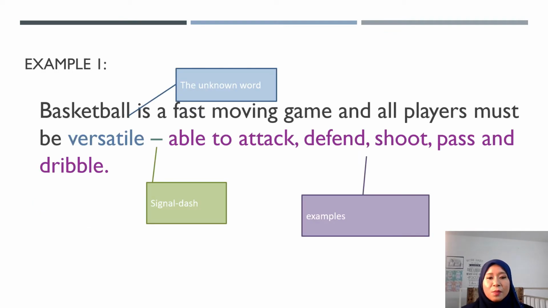Example: basketball is a fast-moving game and all players must be versatile, able to attack, defend, shoot, pass, and dribble. So the unknown word is the word versatile, and it is signaled by a dash. And the examples are given, so we know that versatile is defined as able to attack, defend, shoot, pass, and dribble. So a person that is able to do various movements.